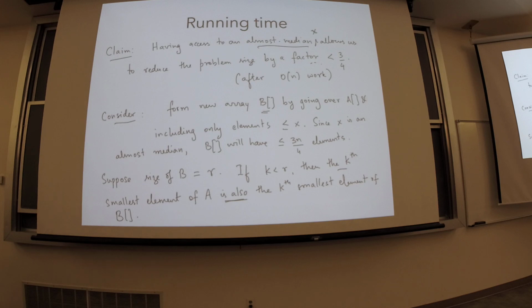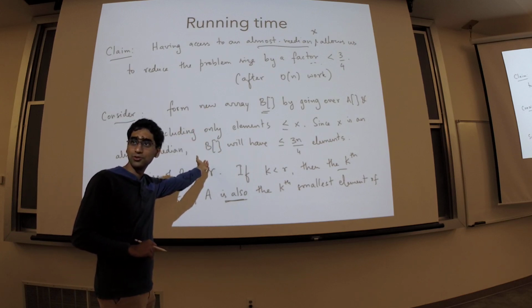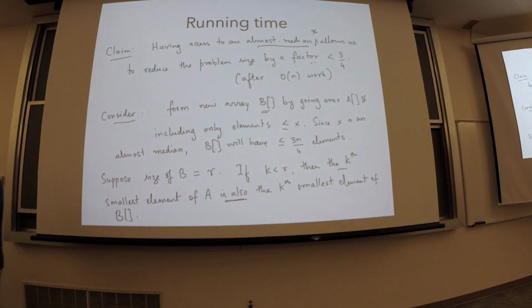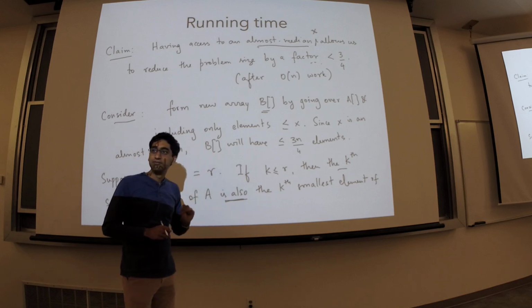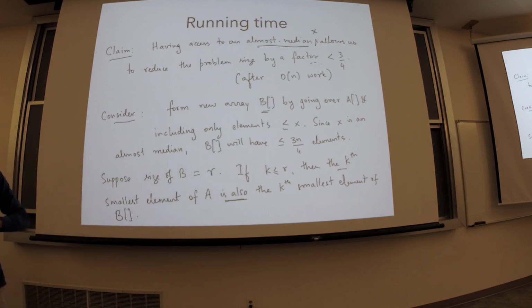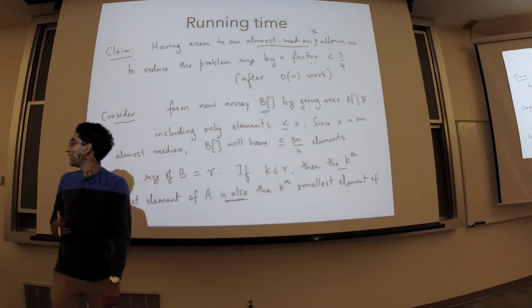If k was more than r, this is a simple exercise for you, so I won't do it, but you can think about it a little bit. Now you know that your kth smallest element is not in B, because k is bigger than r. To be precise, this is if k is less than or equal to r. So if k is strictly more than r, your answer will not be in B. Now you construct a different array, which you call C, which has all the elements that are strictly bigger than x.